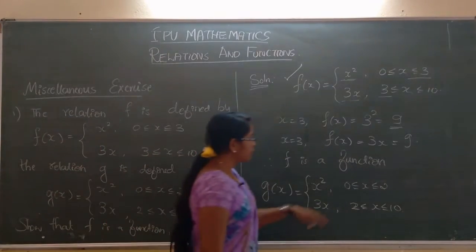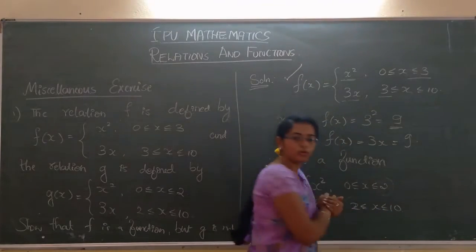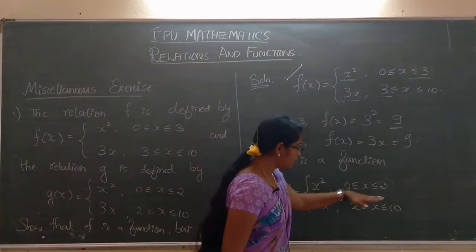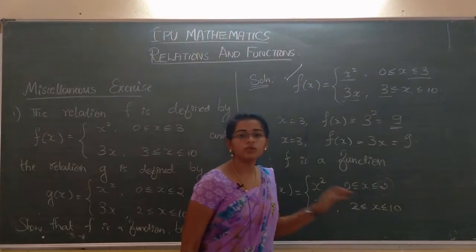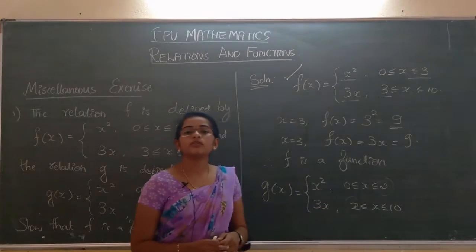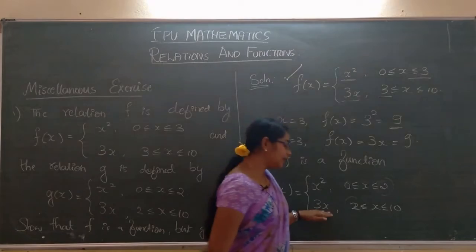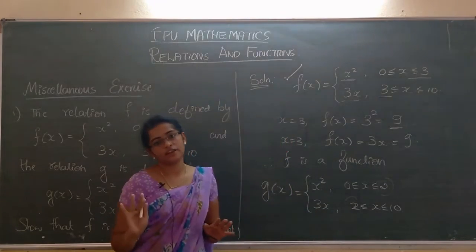Now look at the domain. Here also I have 2, here also I have 2. So again, for any x between 0 and 2, 0 less than or equal to x less than or equal to 2, x square will give you one and only one image for any x. Similarly, 3x also gives one and only one image.